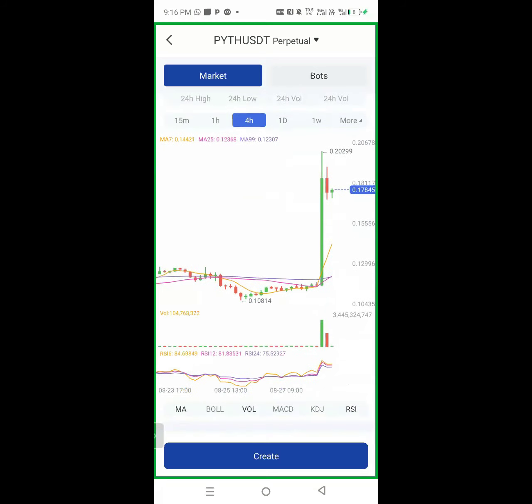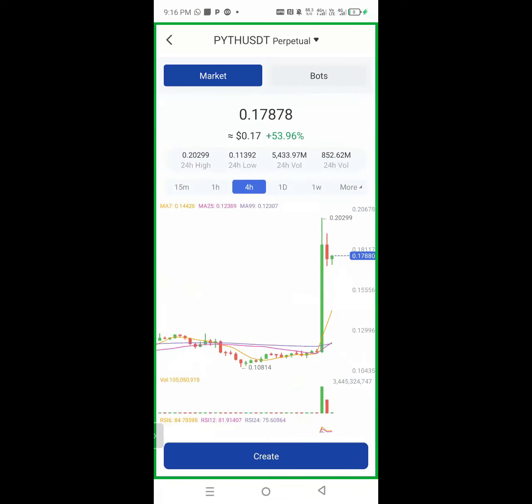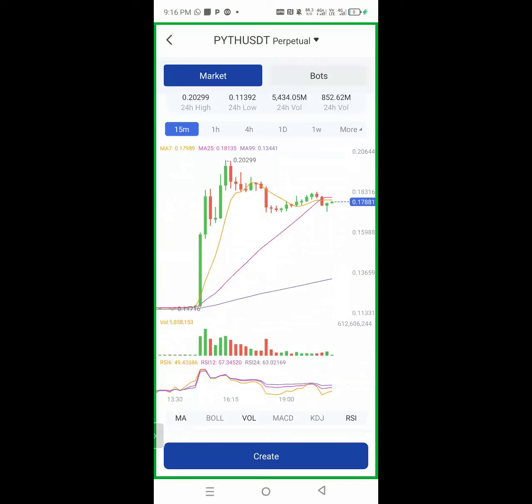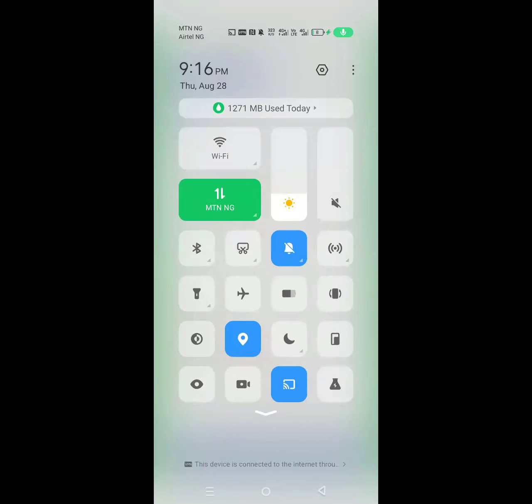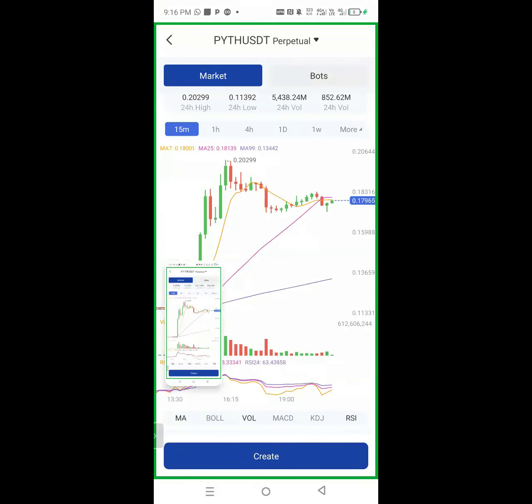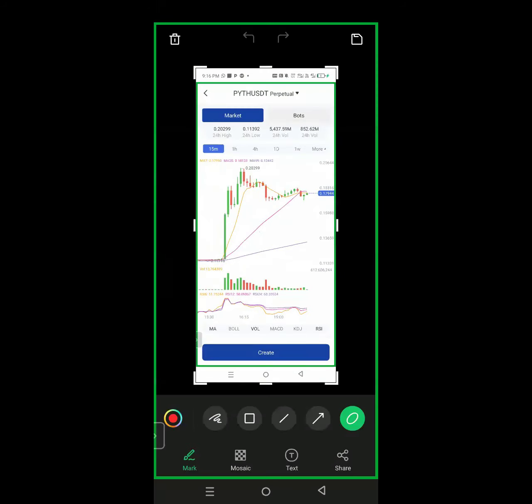Okay, so let's see this one now. I'm putting this in 4 hours. Let me show you what I was pointing at. So this is what I was pointing at. I have a pointer here. This is RSI 6, RSI 12, RSI 24.